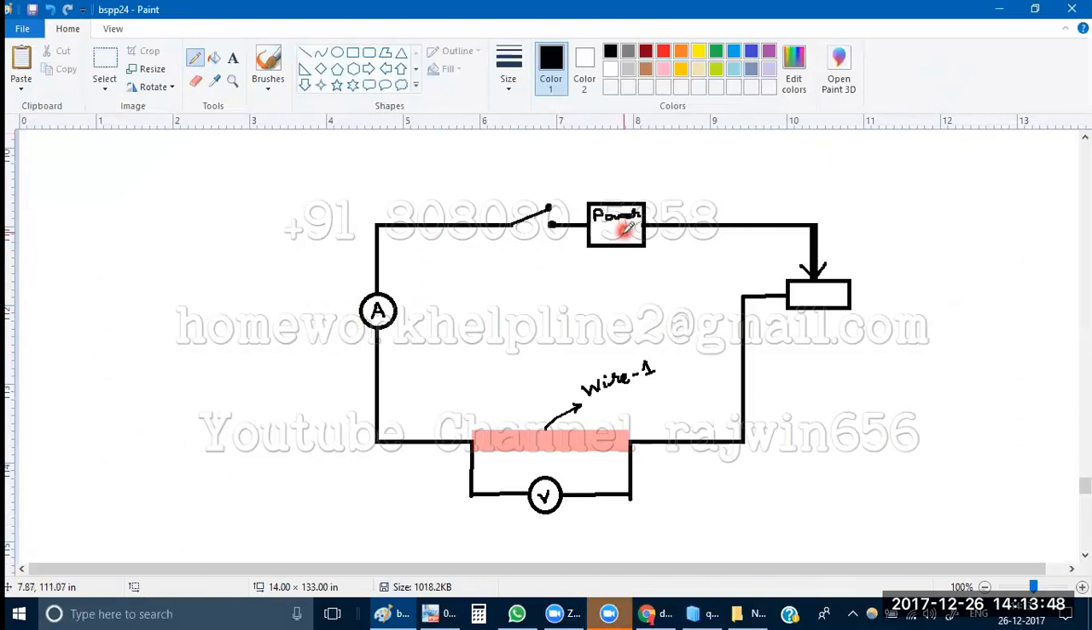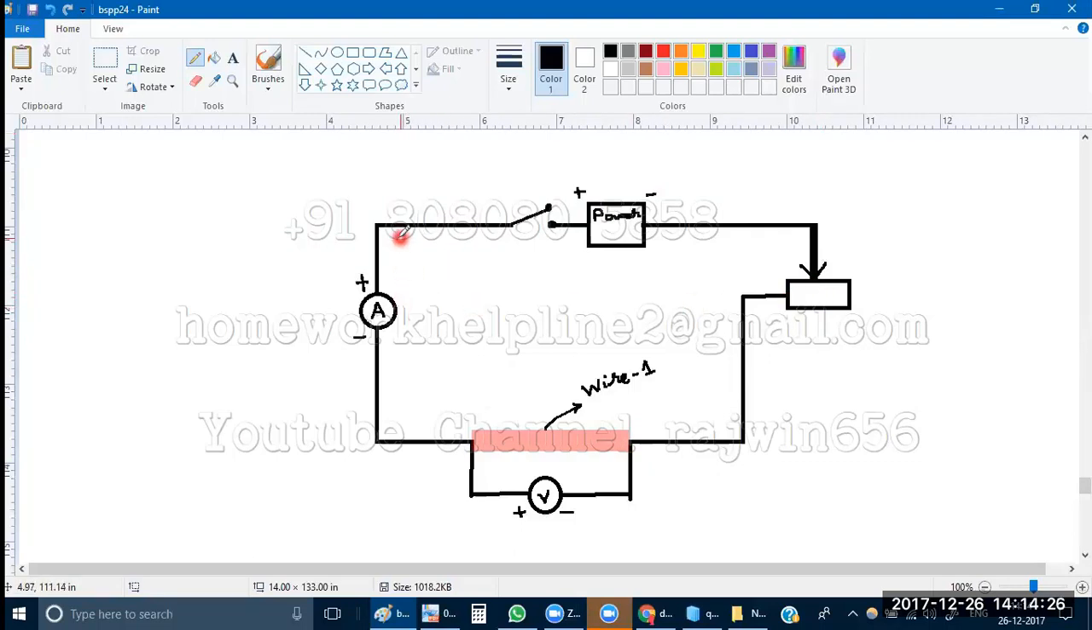So this is the circuit diagram that I have drawn. There is a power supply that's connected to the switch. Then we have an ammeter, that's going to measure the current. Then this is the wire whose resistance we are going to measure, wire 1. There is a voltmeter that's going to measure the potential difference, which will be connected in parallel. This is a variable resistor with which we are going to control the amount of current.